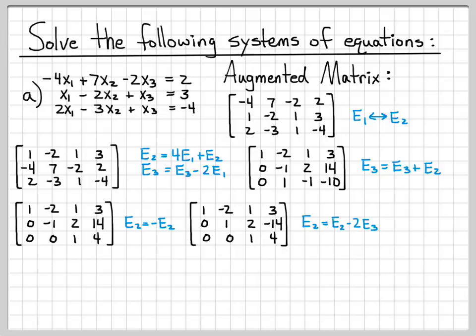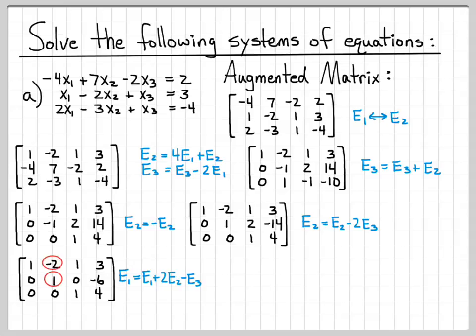Let's go ahead and replace E2 with E2 minus 2E3. So I'm trying to get a 0 right here. Equations 1 and 3 didn't change, but equation 2 changed, so I've done that computation. And now we're almost there. I now have 1's down the diagonal, but I would really like to have 0's right here. Well, let's go ahead and let E1 equal E1 plus 2E2 minus E3. So you can see what I'm doing. I'm using this entry to cancel this, and I'm going to use this entry to cancel that.